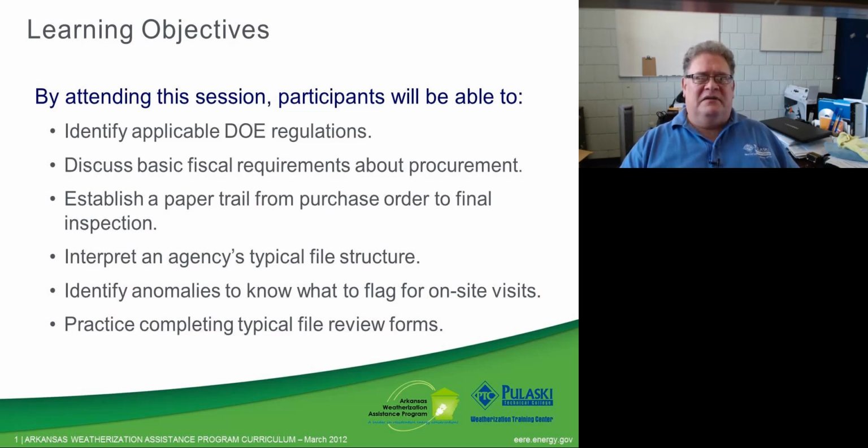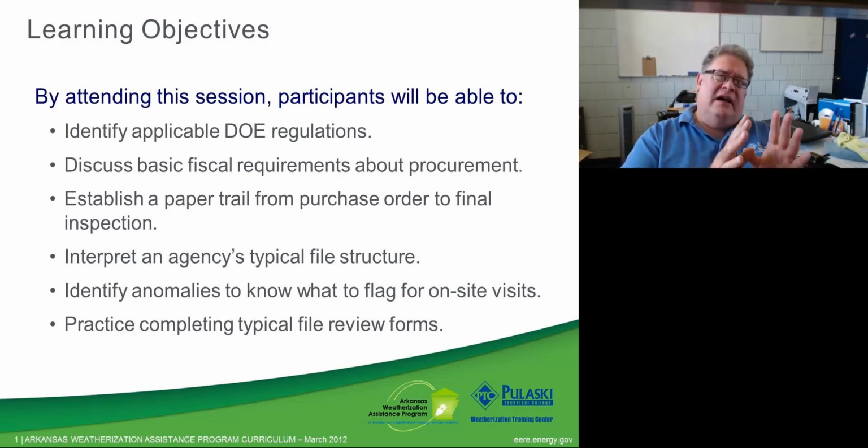And then you should be able to discuss the basic fiscal requirements. That means dollar requirements, by the way. Fiscal means dollars. The basic dollar requirements about procurement. We have rules for buying things and for giving out, awarding bids, etc. So we're going to talk some of that. And then also establish a paper trail from purchase order to final inspection.